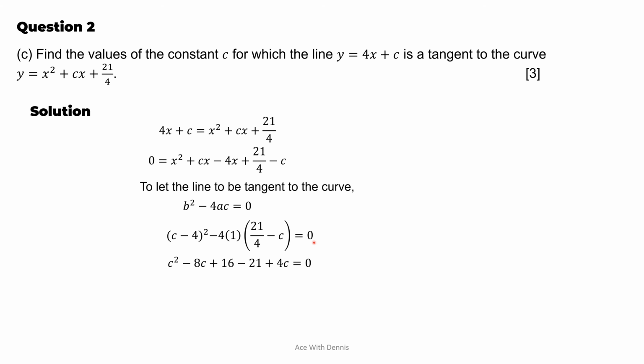So next thing is expand all the brackets here. We get c squared minus 8c plus 16, so minus 21 plus 4c equals 0. Then simplify further. We get c squared minus 4c minus 5 equal to 0. Factorize, we get c plus 1 times c minus 5 equal to 0. Hence, c equals -1 or c equals 5. This is the answer.